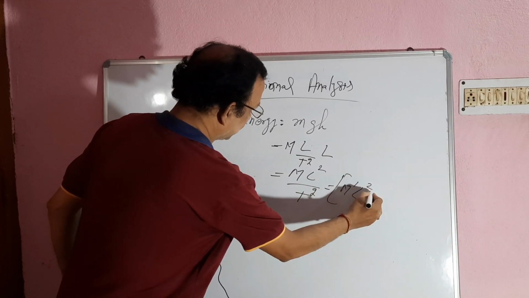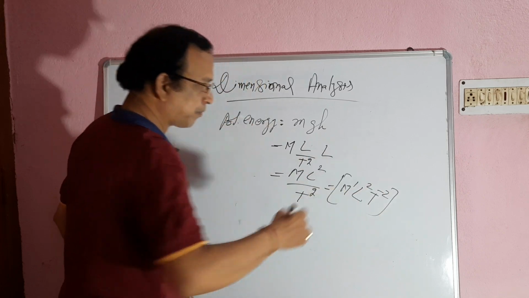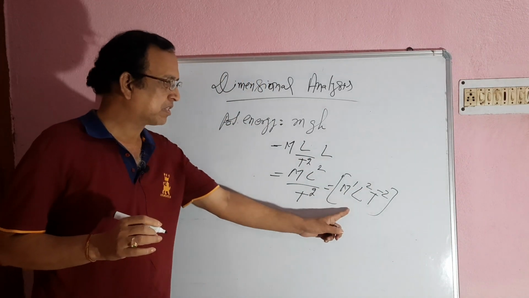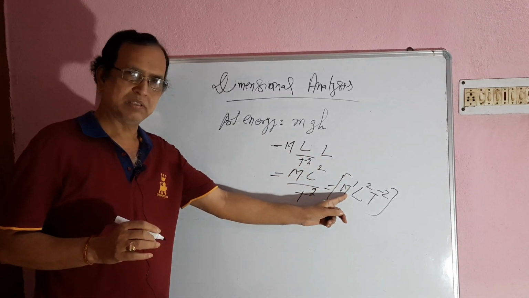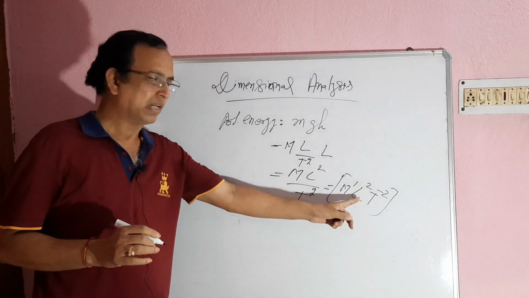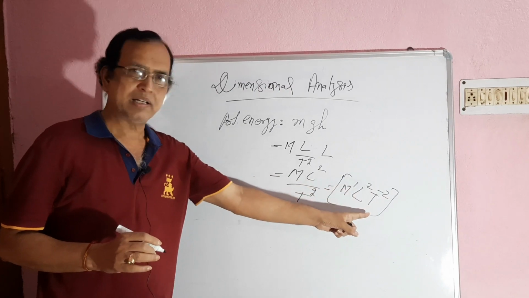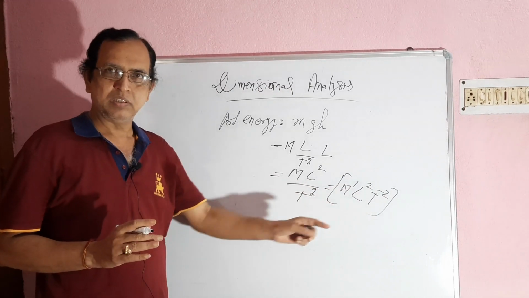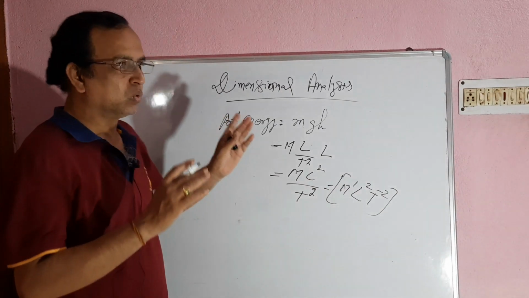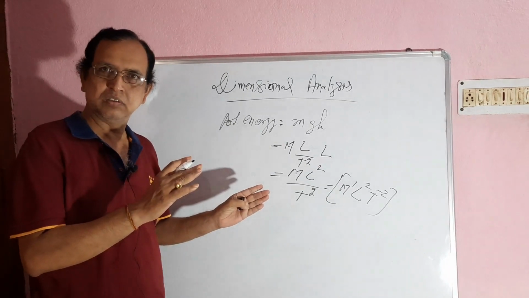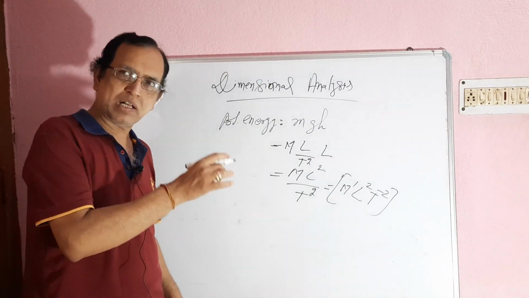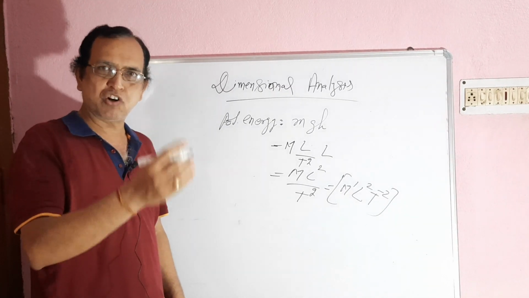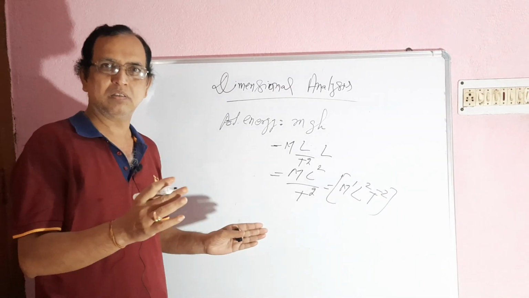M1 L2 t minus 2. This is the dimension formula of the energy. Mass dimension is 1, 2 is the dimension of length, minus 2 is the time. You see, work and energy are the same thing. The dimension formula of the work and the dimension formula of the energy are both the same, both are equal.